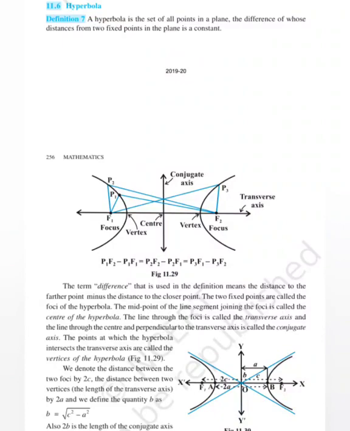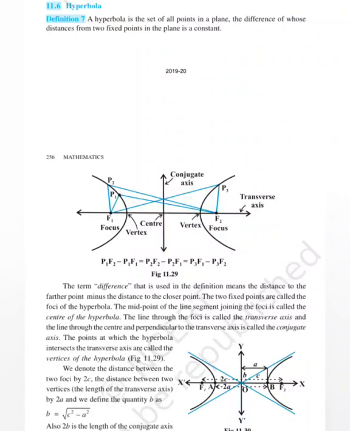Here the point P1 is closer to F1 as compared to F2, so we take the difference P1F2 minus P1F1, and for point P3, F2 is closer as compared to F1, so we take P3F1 minus P3F2.